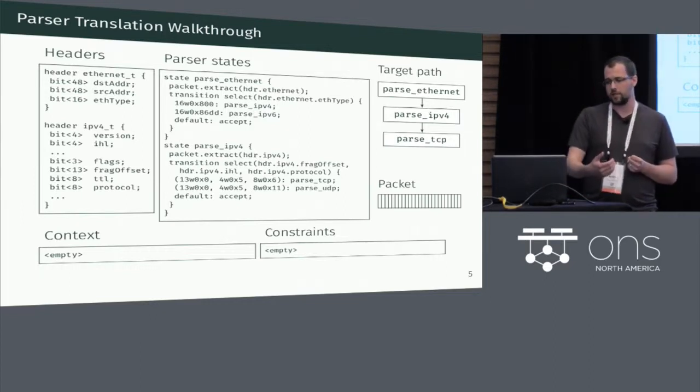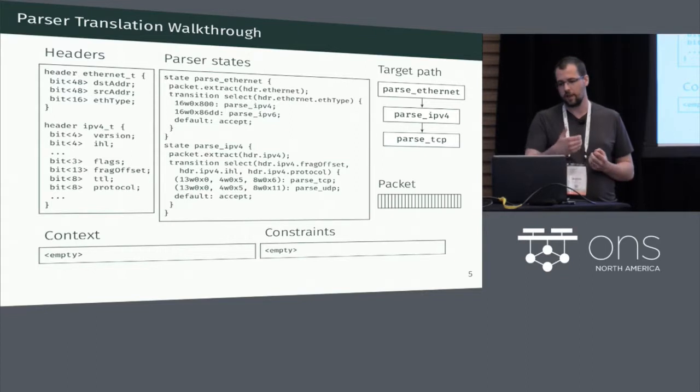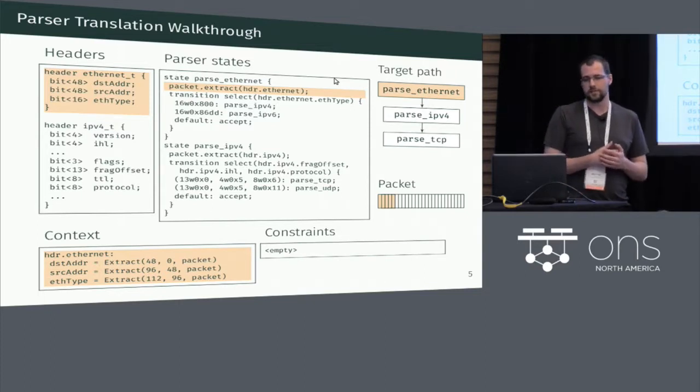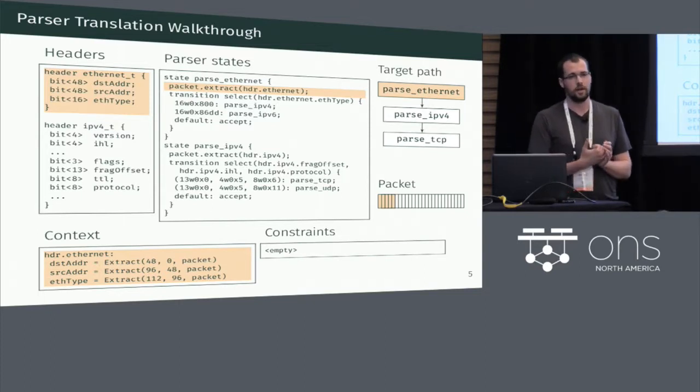The way we do that is we follow this path and translate each of the statements along the path. At first, we start with the extract statement in the parse Ethernet header.